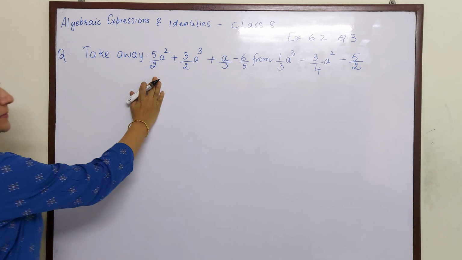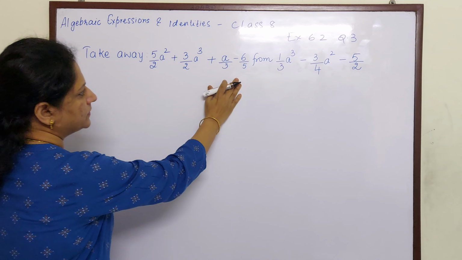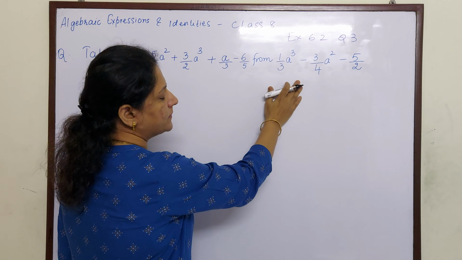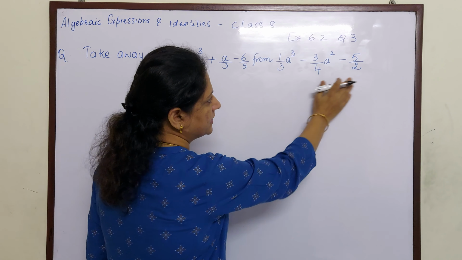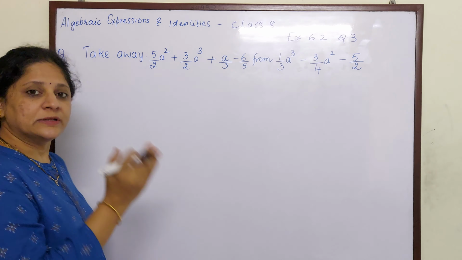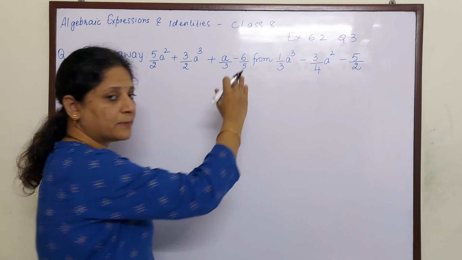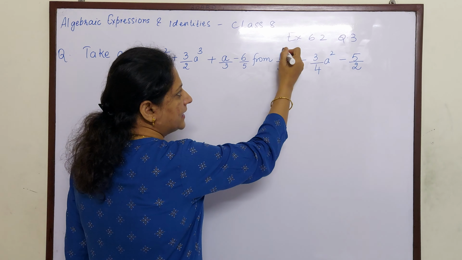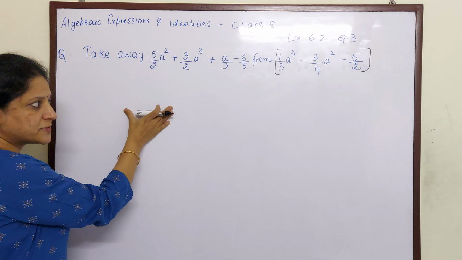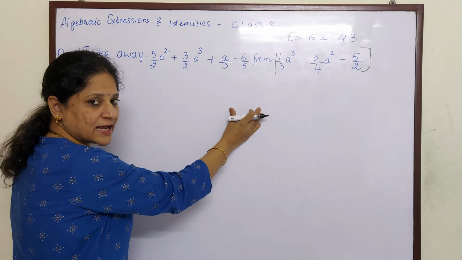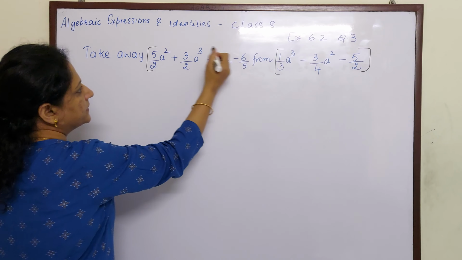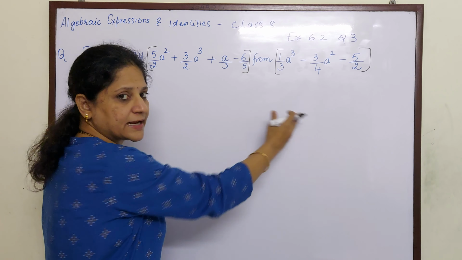Take away 5 by 2 a square plus 3 by 2 a cube plus a by 3 minus 6 by 5 from 1 by 3 a cube minus 3 by 4 a square minus 5 by 2. Now children, I have already told you in the previous class that whatever number comes after "from" has to be taken first. So first we have to write this algebraic expression here and put a sign of minus because take away means subtraction, and then we will bring this algebraic expression in the second part.